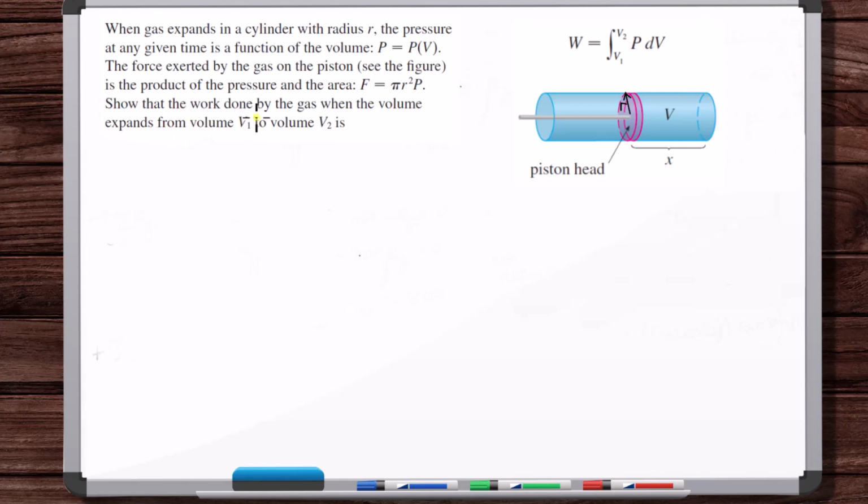It says, show that the work done by the gas when the volume expands from volume V1 to V2 is given by this. To give you a sense for this, when you take thermodynamics and analyze a piston cylinder, it's well known that for a constant pressure process, the work done is just that constant pressure times delta V. So let me prove this to you first. Then we'll clearly see where this formula comes from, and get a clear picture of how integration is applied to a real system.